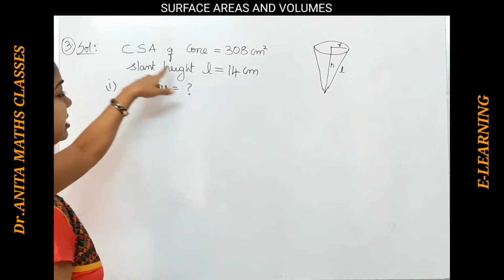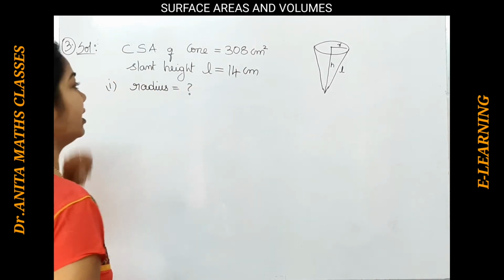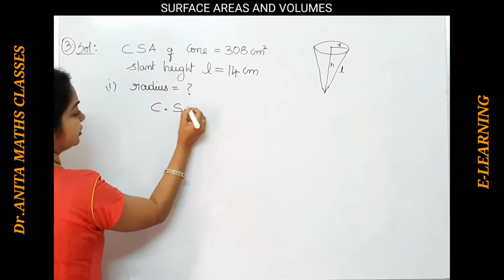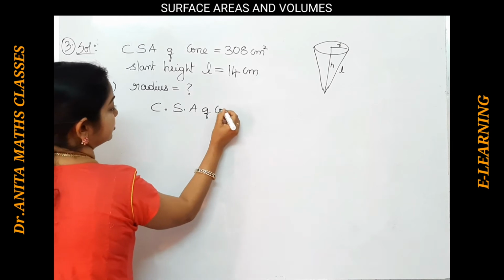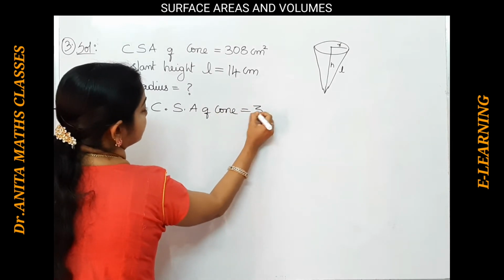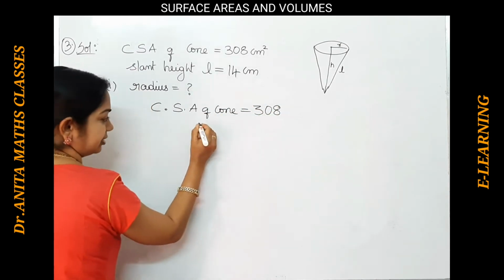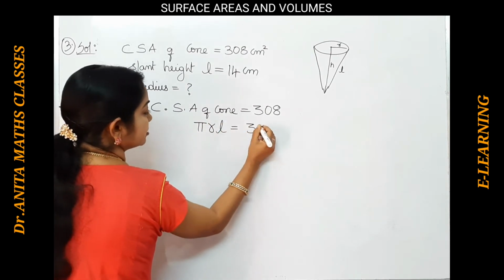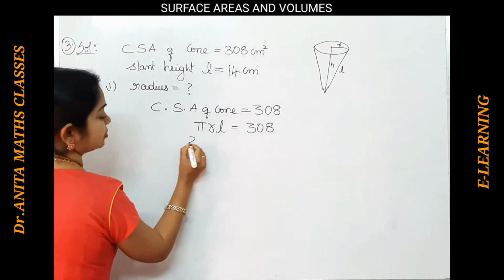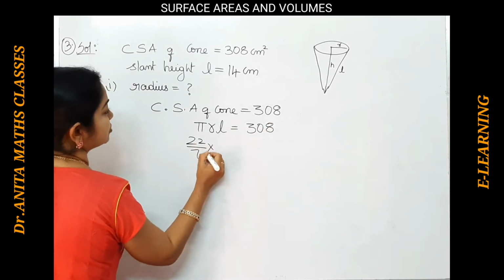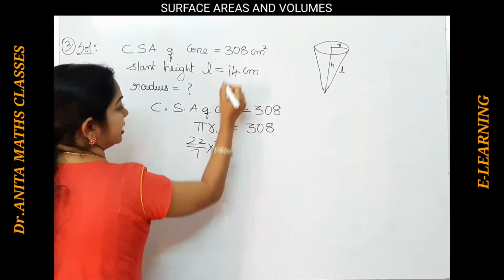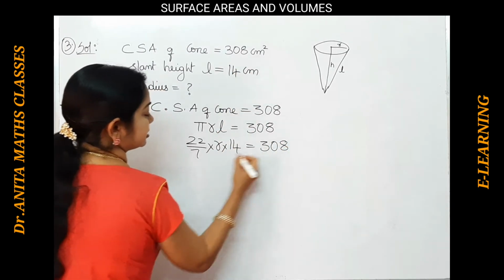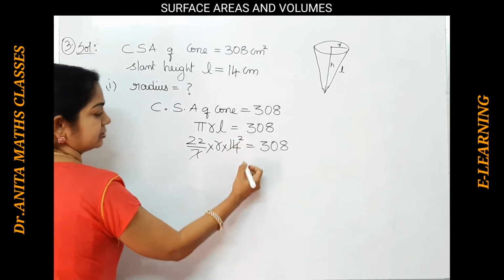Now from CSA, we will substitute L and we'll find out R. So CSA of the cone, curved surface area of cone is 308. We know the curved surface area formula is pi r L equals 308. Now we will substitute 22 by 7 into r, we need to find, and the slant height is given as 14 equals 308. 7 once, 7 twice, you can cancel it off.